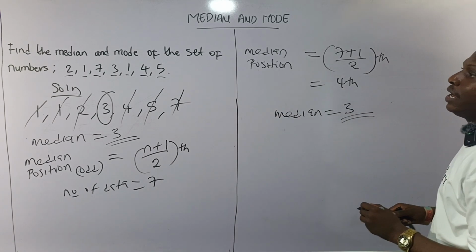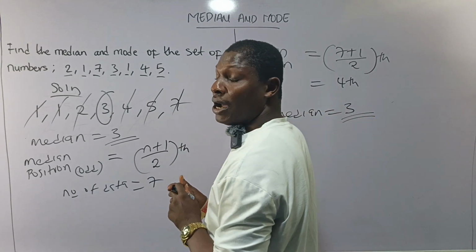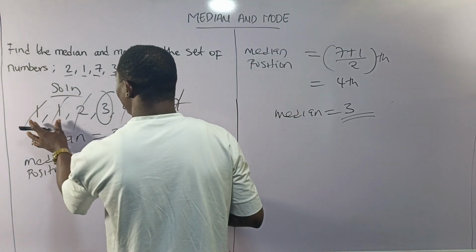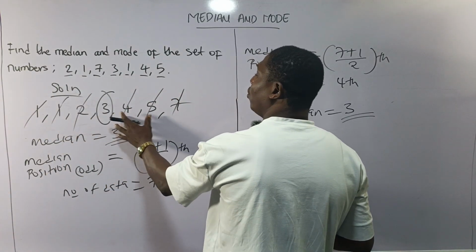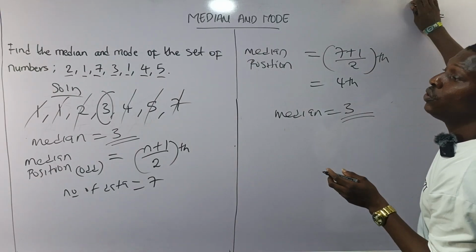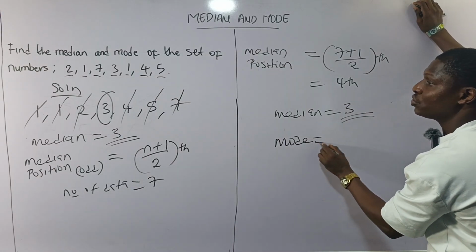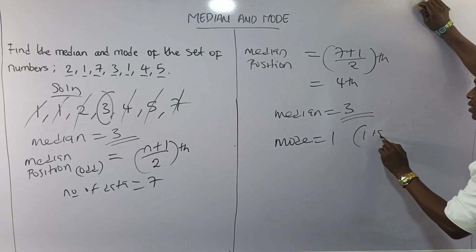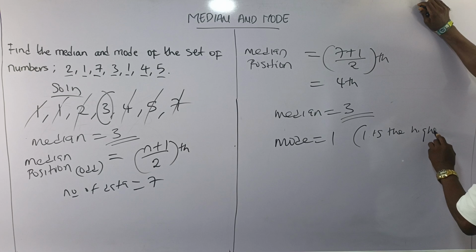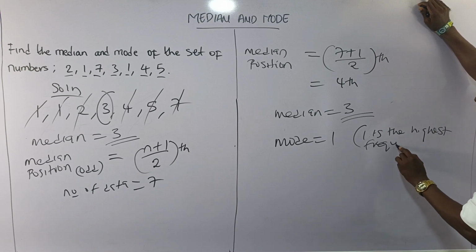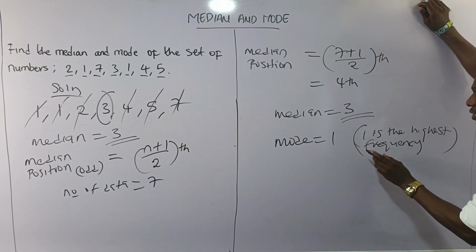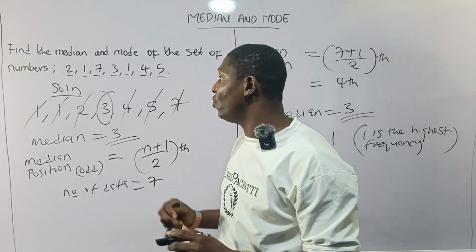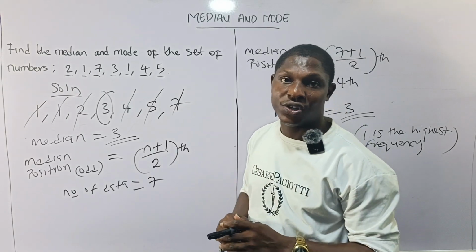And our mode, like we said, mode is the number that has the highest frequency. And the highest frequency is 1, because it's the only one that occurs twice. Every other thing occurs 1, 1, 1. So we have our mode equal to 1. And the reason is 1 is the highest frequency. You can further say it is the number that occurs twice. Every other number occurs only once. So this is the solution to this question. Thank you.